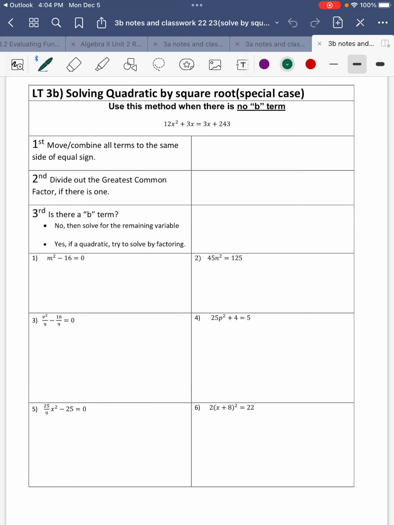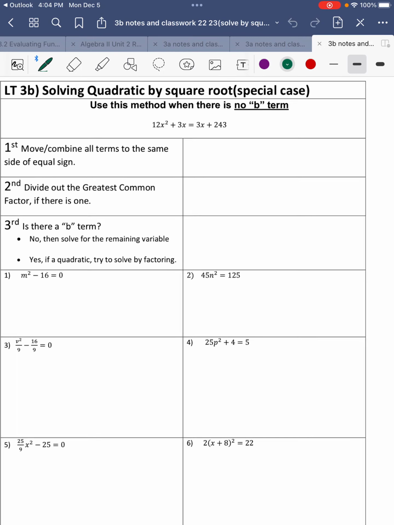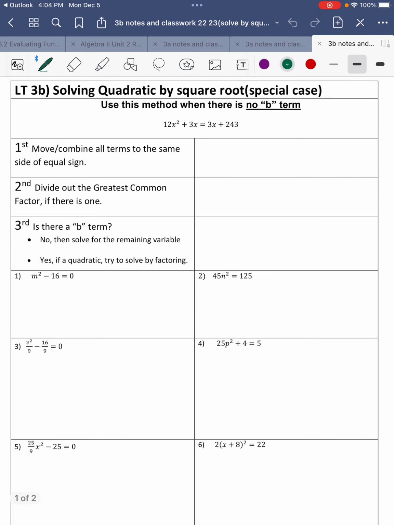All right, welcome to solving quadratics by square root. Now this is a special case. Not every quadratic can be solved this way, but if you notice that there's only one x in the whole equation, this can be a lot faster way to solve it. So let's get started. Number one, you're going to do the exact same thing as by factoring.